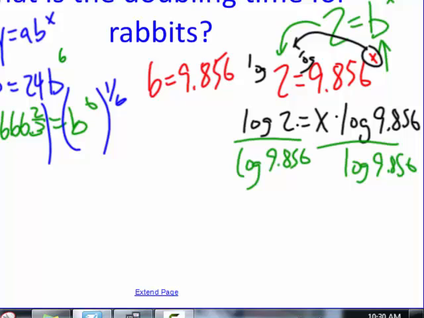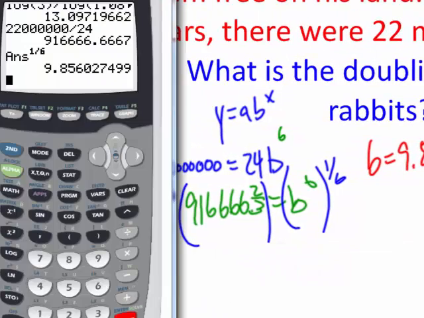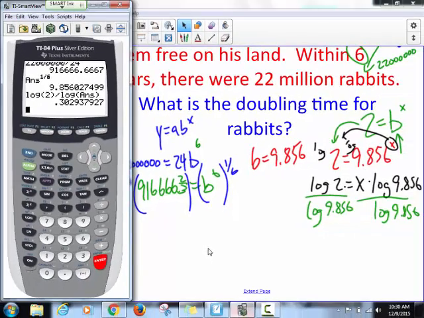When I do this on my calculator, I'm going to use my exact answer. So I'm going to say the log of 2 divided by the log of, instead of 9.856, I'm going to use my last answer here. So second answer, parentheses, there it is, 0.303 about.